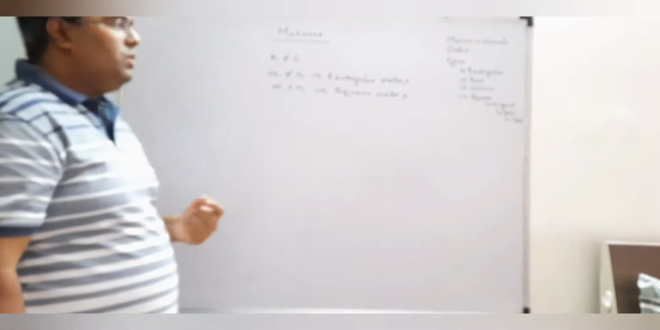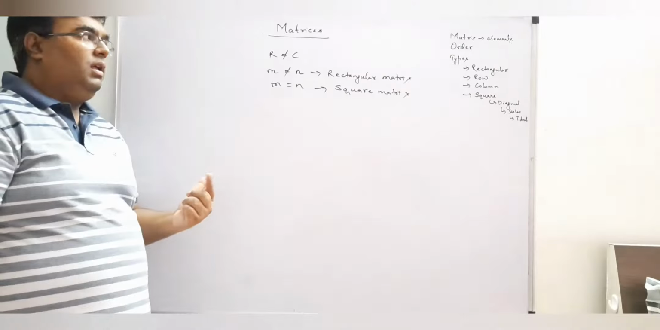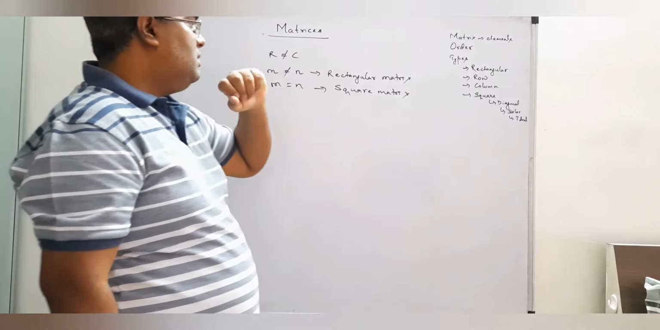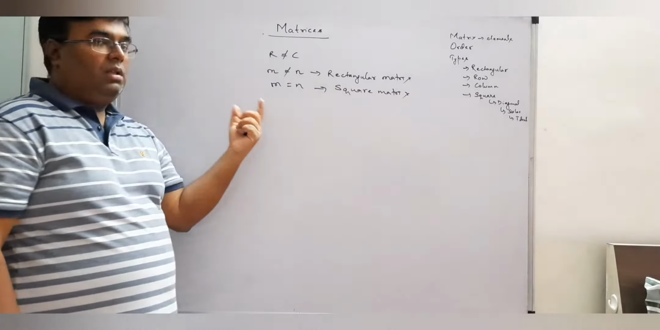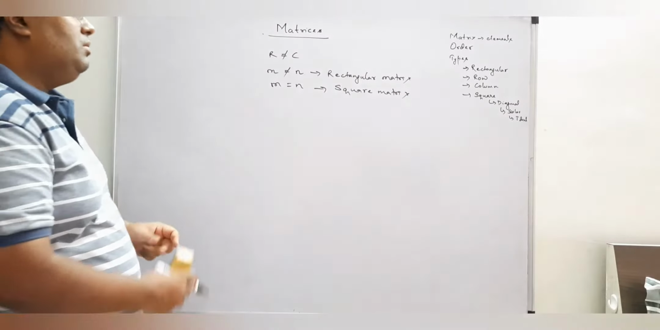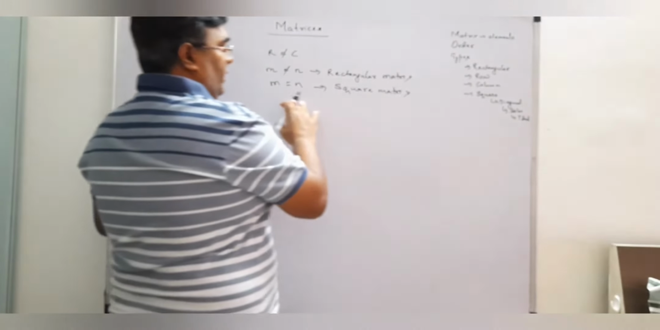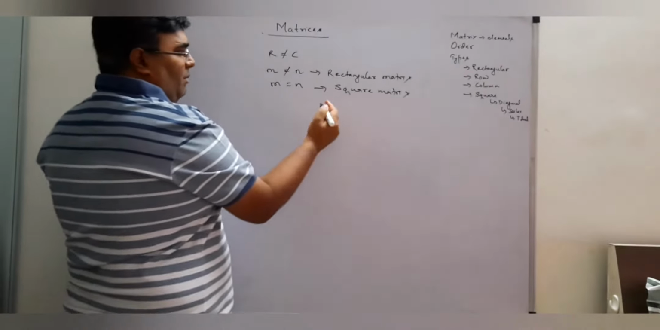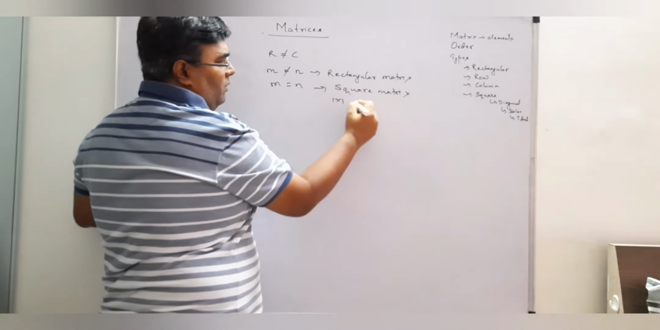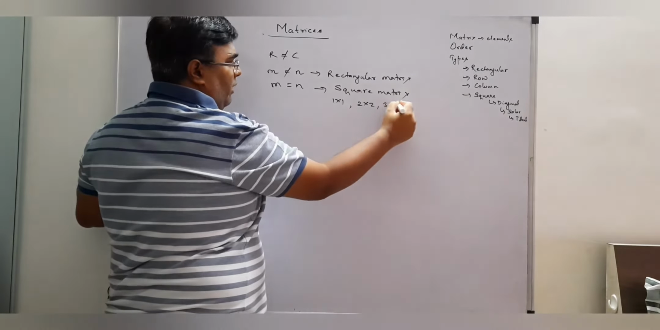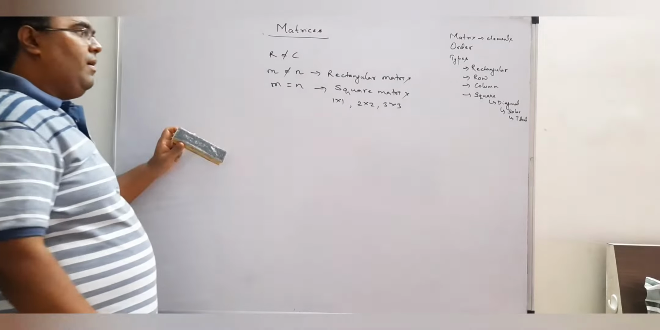One is rectangular matrix and another is square matrix. When the number of rows and number of columns are different, then it is a rectangular matrix, and when the number of rows and number of columns are the same, we call it a square matrix. A square matrix can be 1 by 1, 2 by 2, 3 by 3 and similar. Clear?